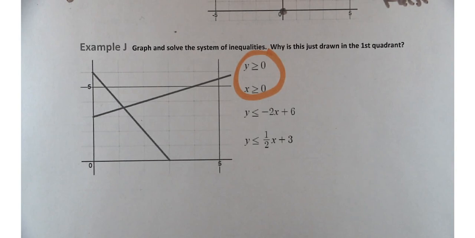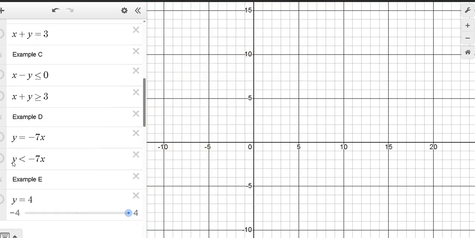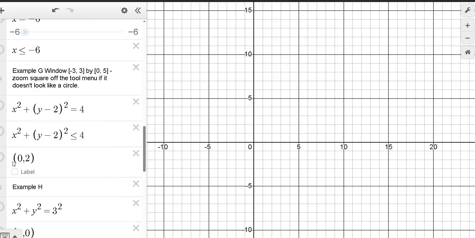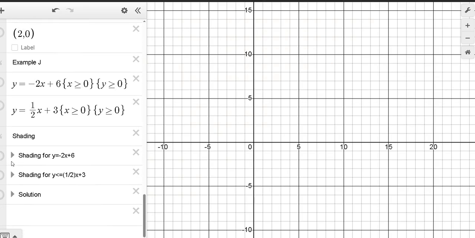But think about these two right here, and try and envision where those two graphs are going to overlap. Where is x greater than or equal to 0 and y greater than or equal to 0? Where are they going to overlap? Where do those both intersect? And while you think about that, I'm going to pull this up on Desmos. Let's see here. Actually, yeah, I'll just have to put it in, I suppose, kind of manually.